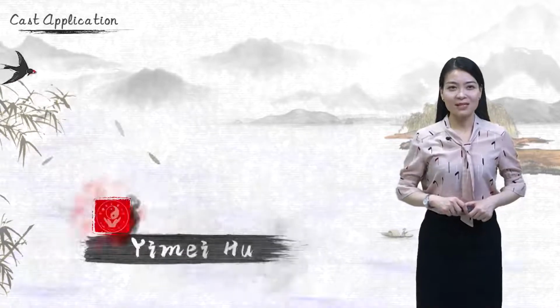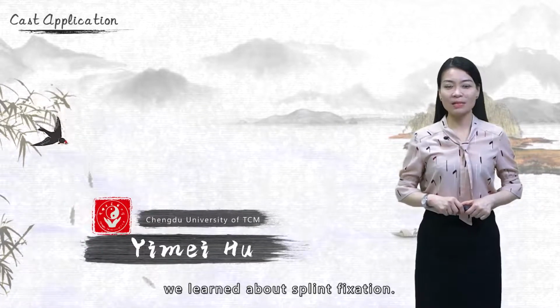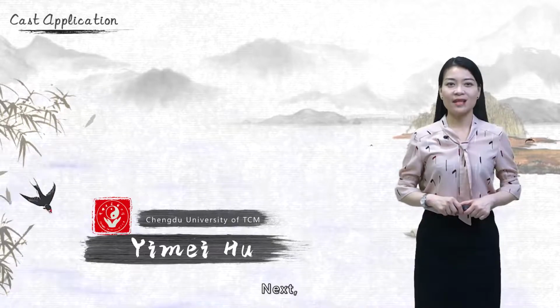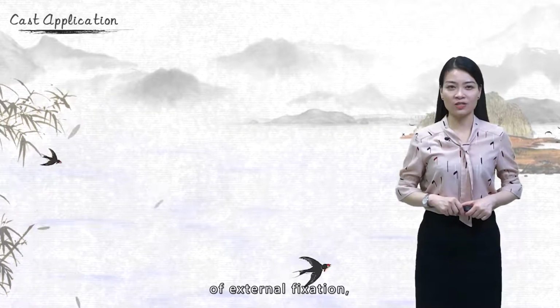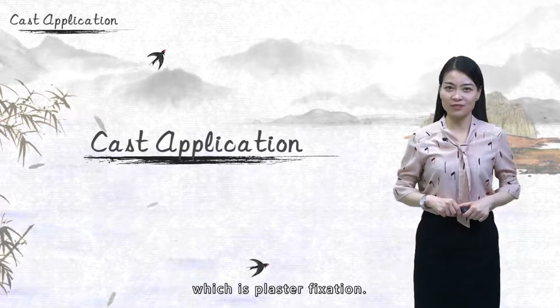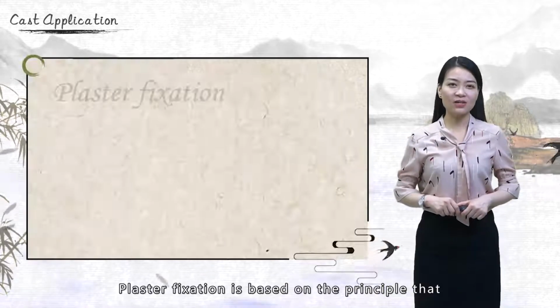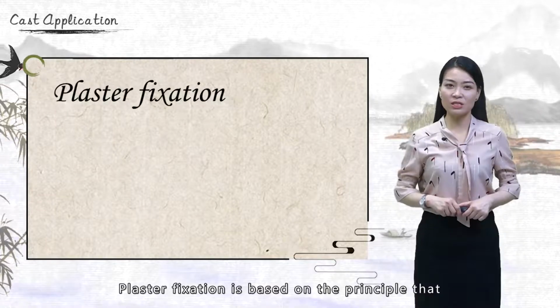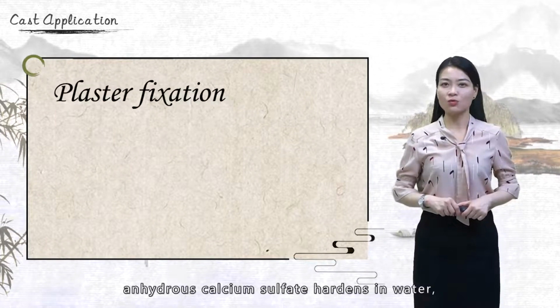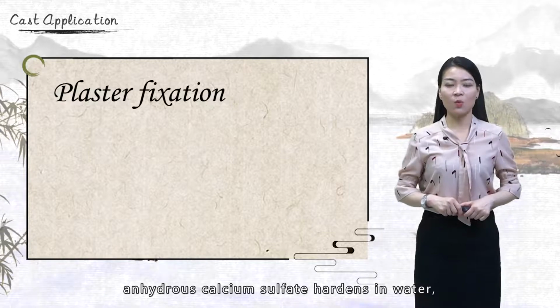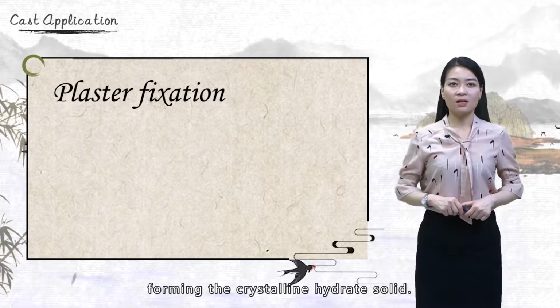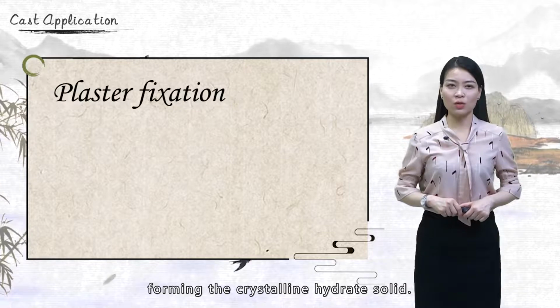Hello everybody! Last class we learned about splint fixation. Next we will learn another external fixation method, which is plaster fixation. Plaster fixation is based on the principle that anhydrous calcium sulfate hardens in water, forming a crystalline hydrate solid.